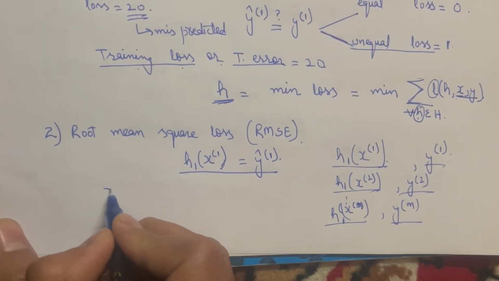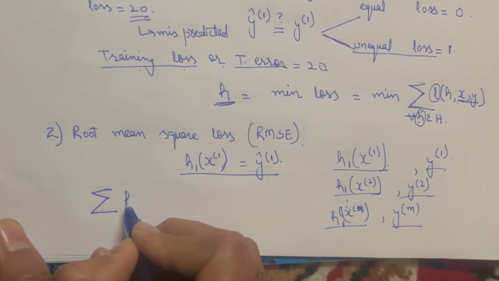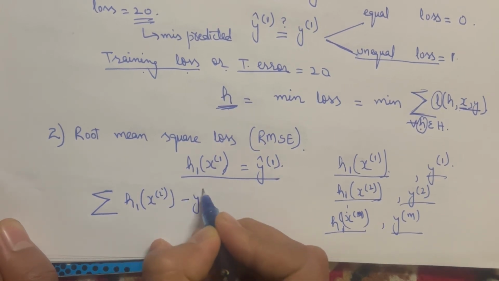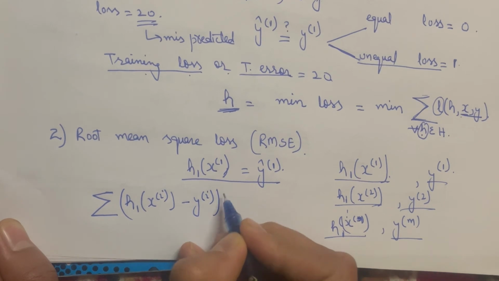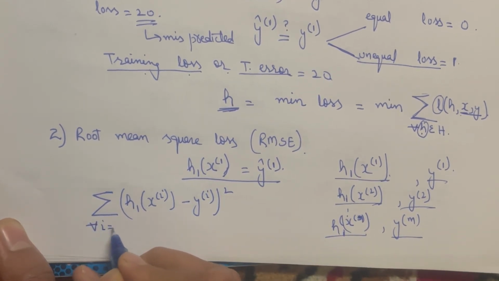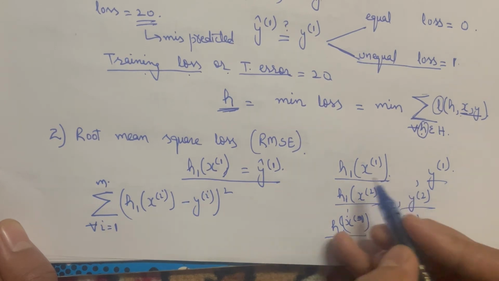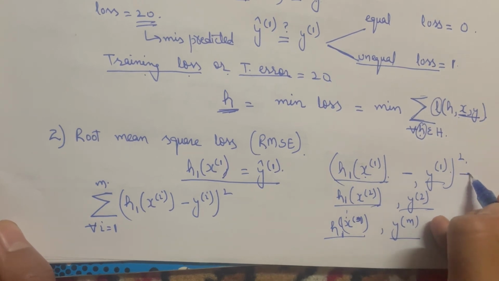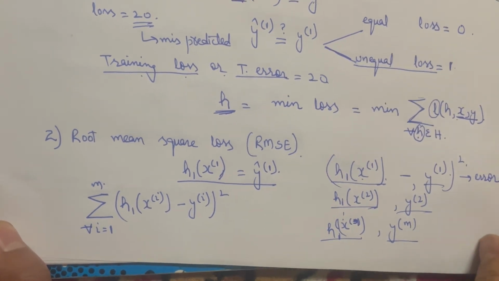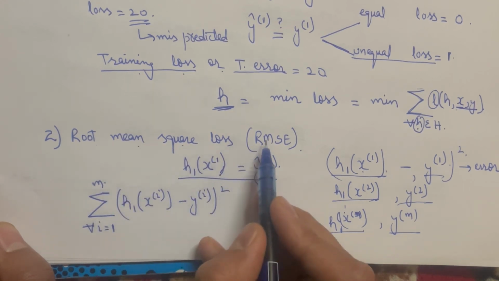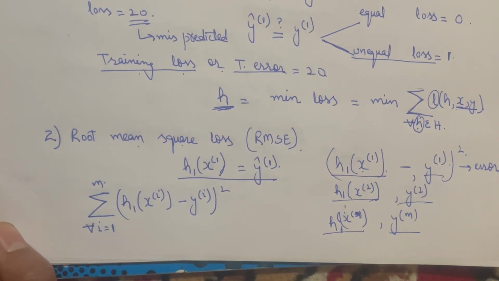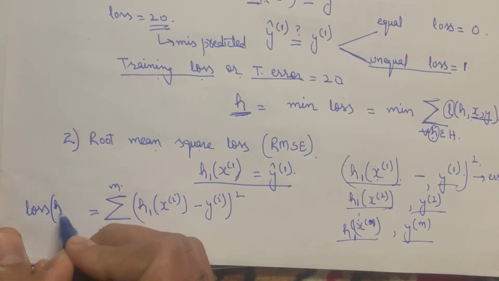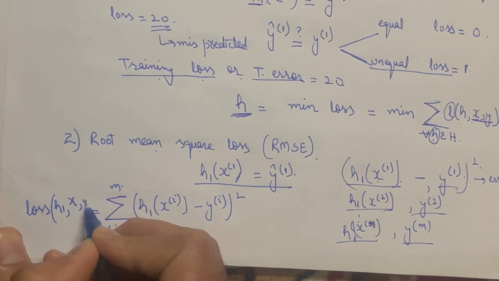So we will sum their differences. Sum of h1(xi) minus yi, whole square, for i running from 1 to m. So we will find the difference of these two and then we will square it. So this is also an error. Root mean square error. That is why it is called RMSE loss. So this is the loss of h1 function on input x and output y.